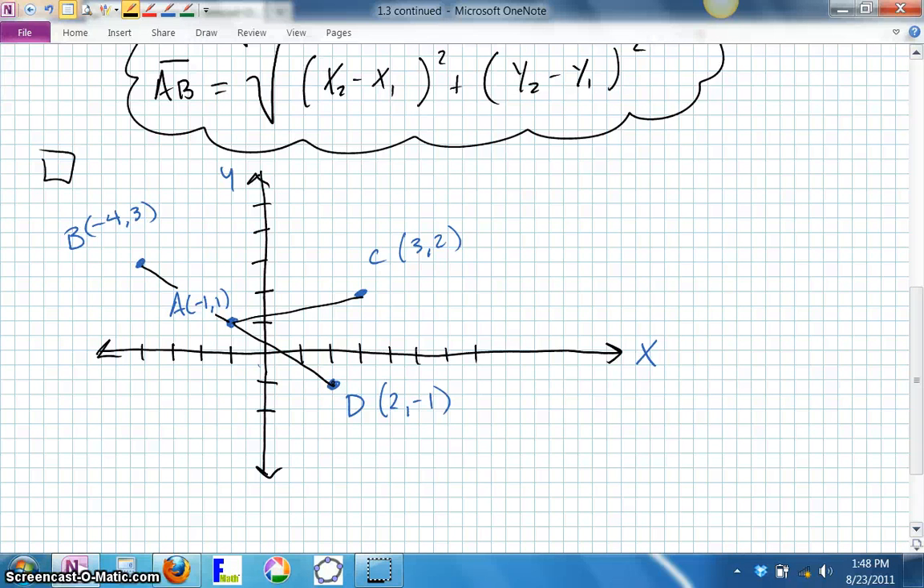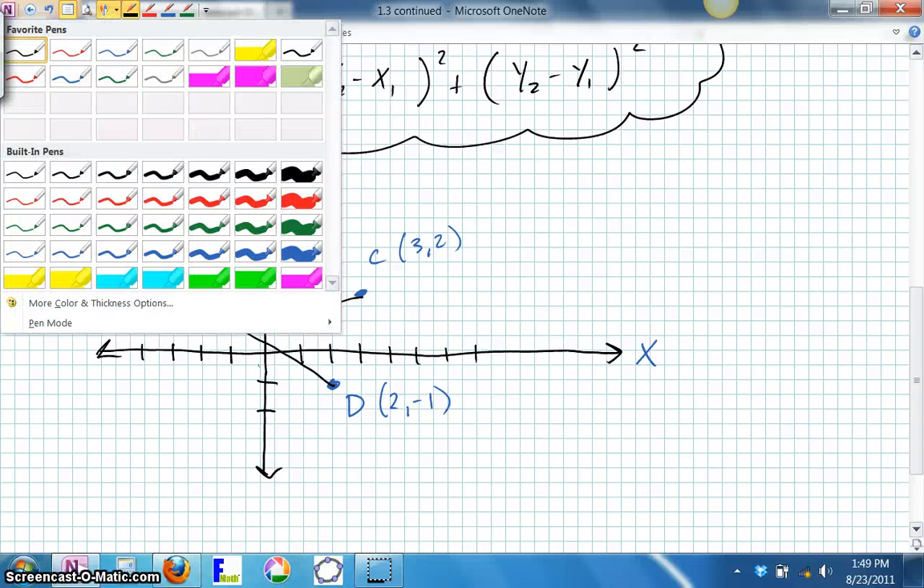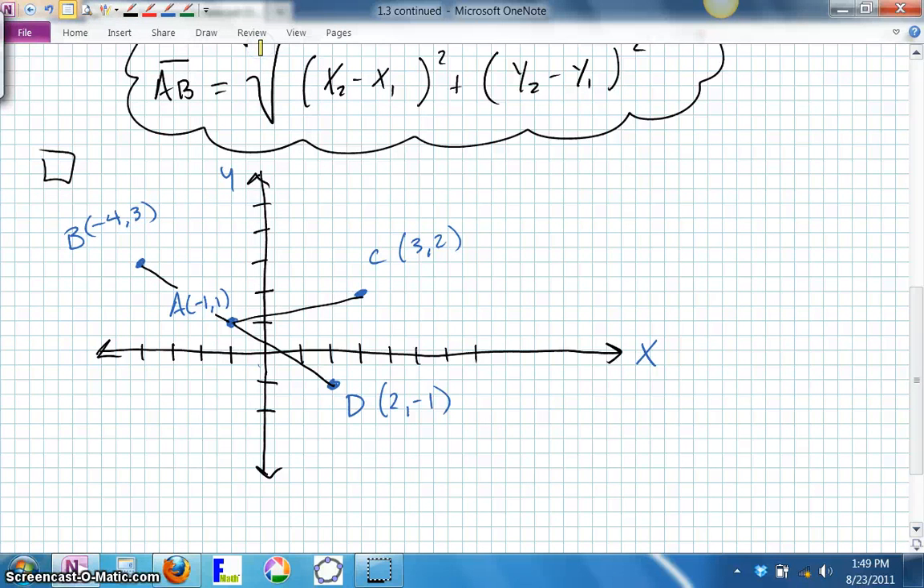Okay, taking a look at those line segments that we have drawn, which ones do you think have the same or equal distance? What does it look like from the drawing there? I'll highlight whichever ones you want me to. Which ones have the same distance? If you had to guess, what do you think? You think line segment A?